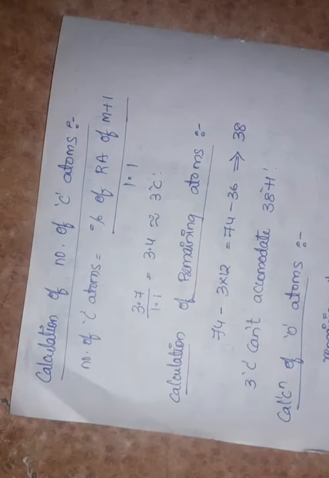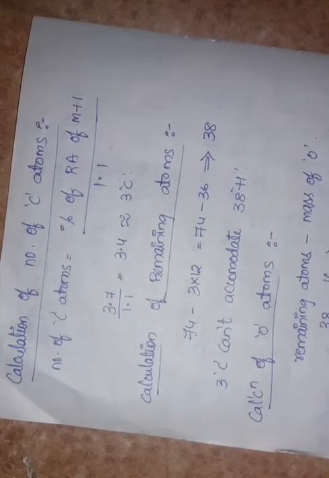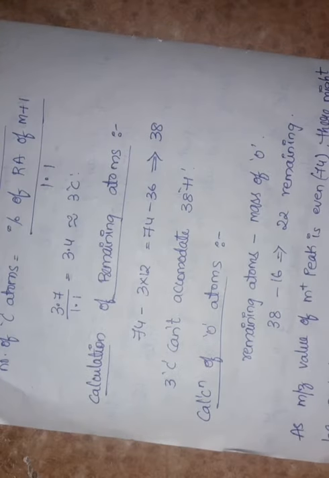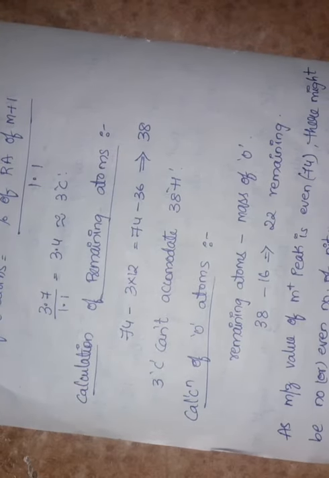So next, calculation of carbon atoms. As usual, the number of carbon atoms is equal to the relative abundance of M plus 1 peak divided by 1.1. So it is 3.7 divided by 1.1, which is 3 carbons. Next, calculation of remaining atoms. So it is m/z value of M plus peak minus number of carbon atoms into mass of carbon atom. So 74 minus 36, which is 38. So 38 remaining atoms are present, and 3 carbons can't accommodate 38 hydrogens.